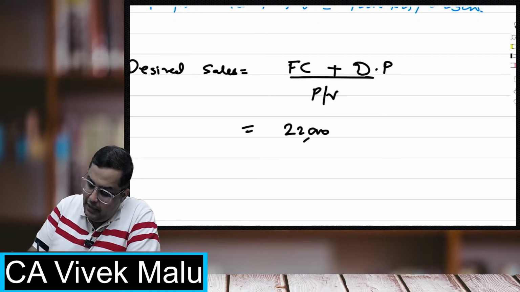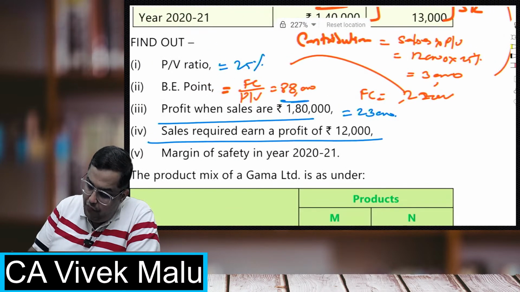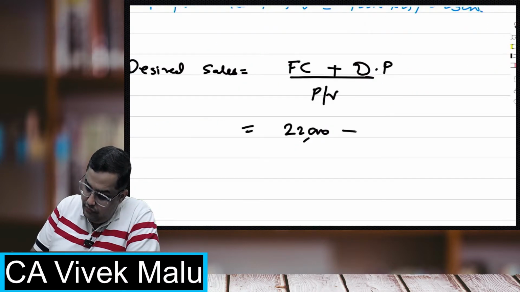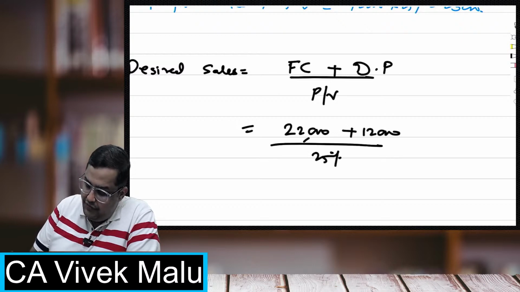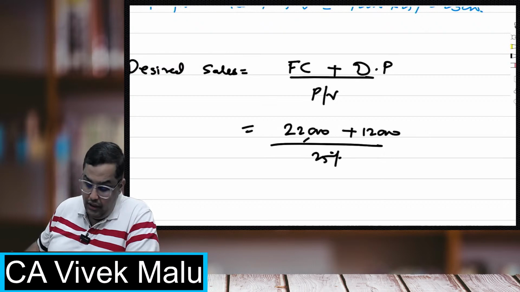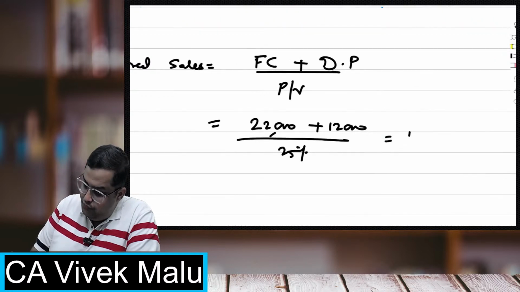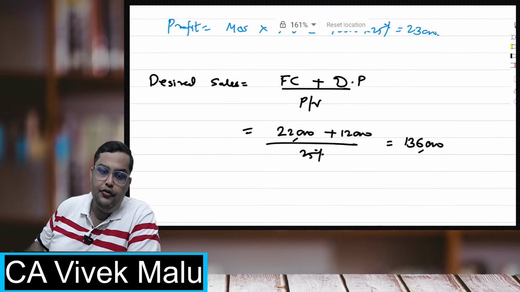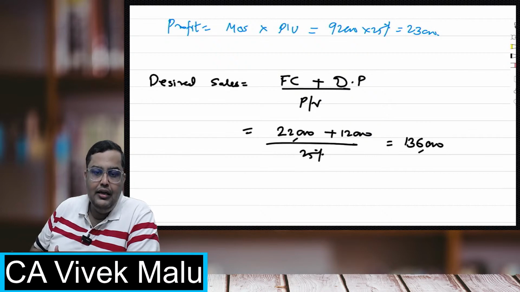How much is the desired profit? We want to earn a profit of 12,000. Upon what is the PV ratio? 25%. So 22,000 plus 12,000, that is 34,000 divided by 25%. So that is 1,36,000. So you sell this much and you'll get the profit of 12,000 rupees. Okay, so the desired sales formula can also be used.